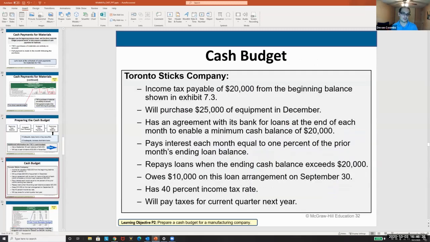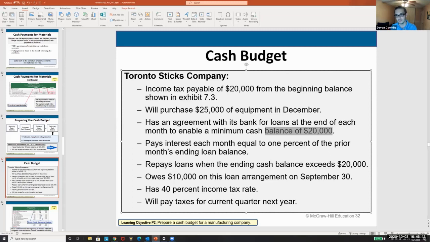We'll purchase another, and we're also planning on purchasing another $25,000 in equipment. We have an agreement, this is called a bank covenant, that we have to have a minimum cash balance of $20,000. The loan pays interest each month equal to 1% of the prior month's ending loan balance.